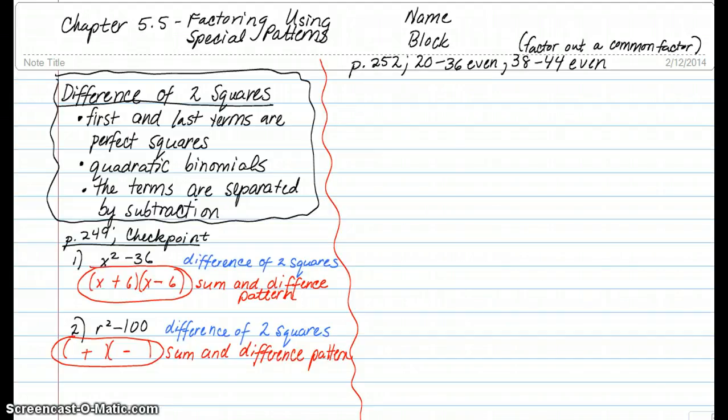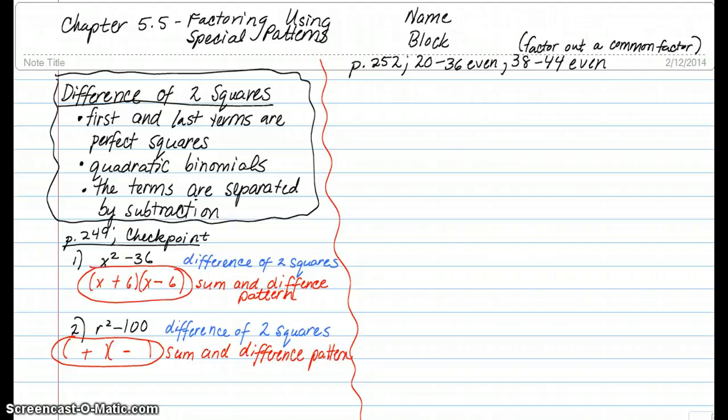It meets the difference of two squares criteria in that the first term x squared and the last term 36 are perfect squares, that it is a quadratic second power binomial, two terms, and that the terms are separated by subtraction. So we know that the square root of x squared is x, so for both of your factors would be x, and then we know that the square root of 36 is 6, so the other term inside each of the binomials would be 6.